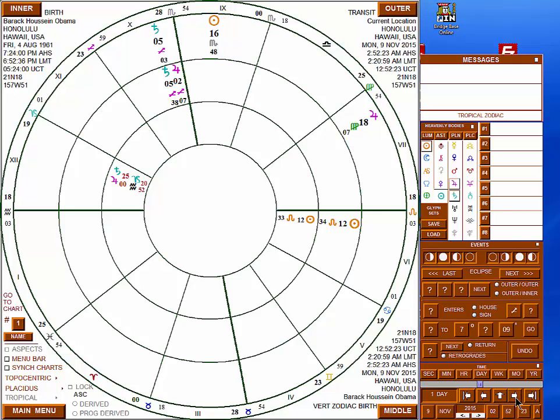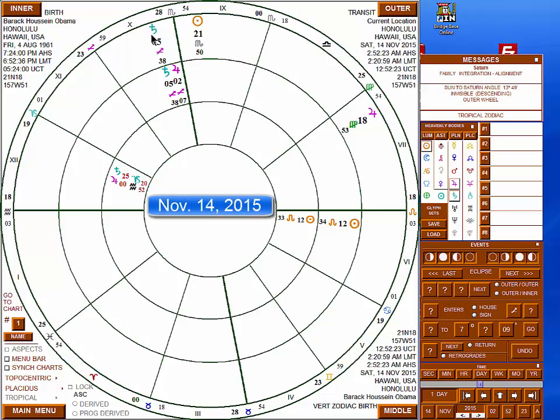Let's see when it is exact. Here we go. On November the 14th, 2015, transiting Saturn is forming an exact conjunction with vertical zodiac Saturn. This should be also an interesting time, and we'll see what happens.